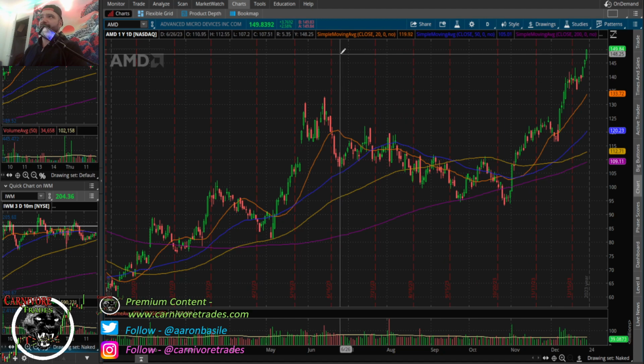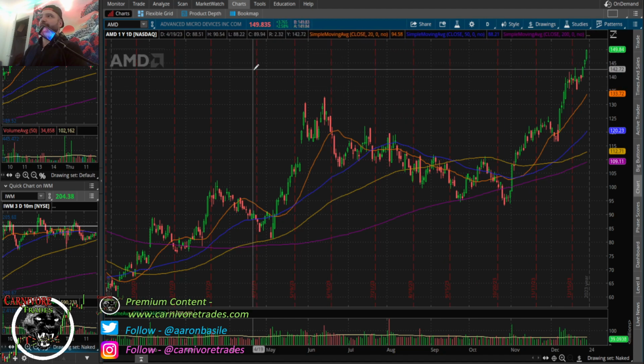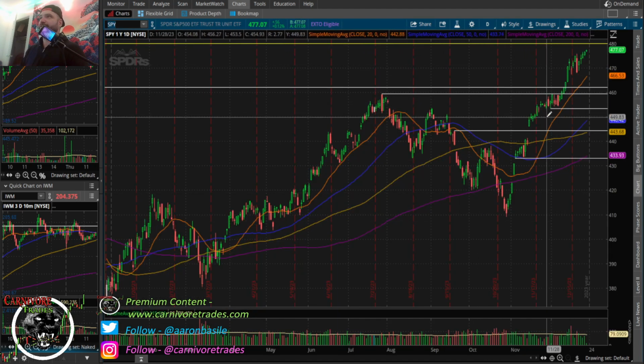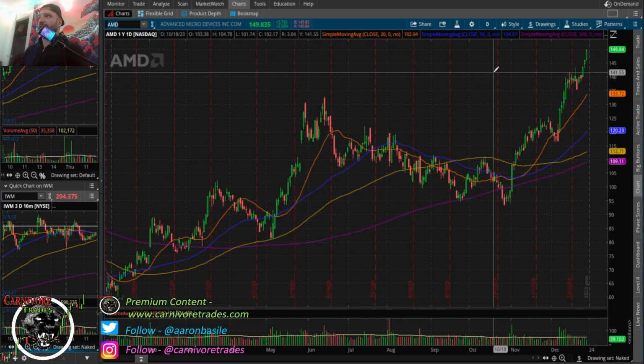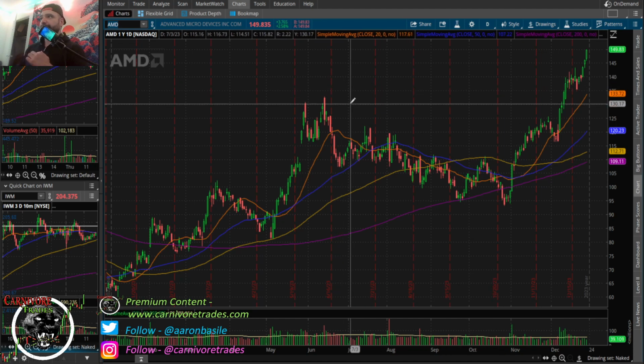Again, we're in the midst of a little Santa rally. If you guys are watching this back at any point in the future, you can look at the spiders here. We're just melting up. So things can exceed targets, obviously, in this environment, but that's how you calculate the target, the high to the low, and then you just take a simple measured move there.